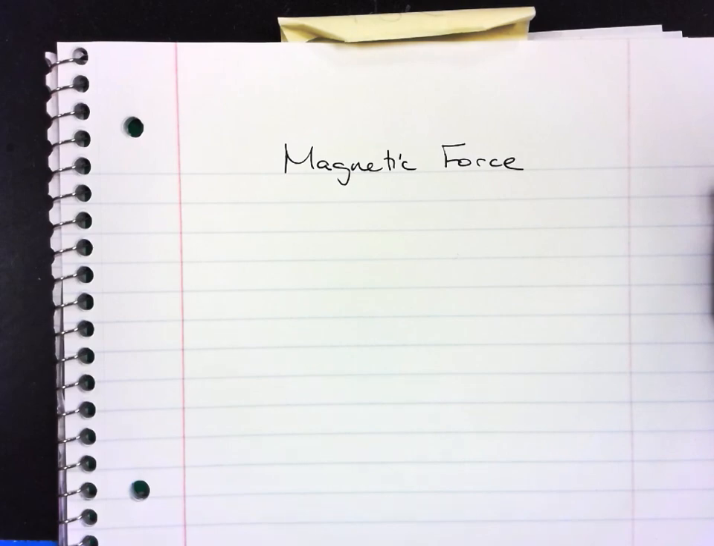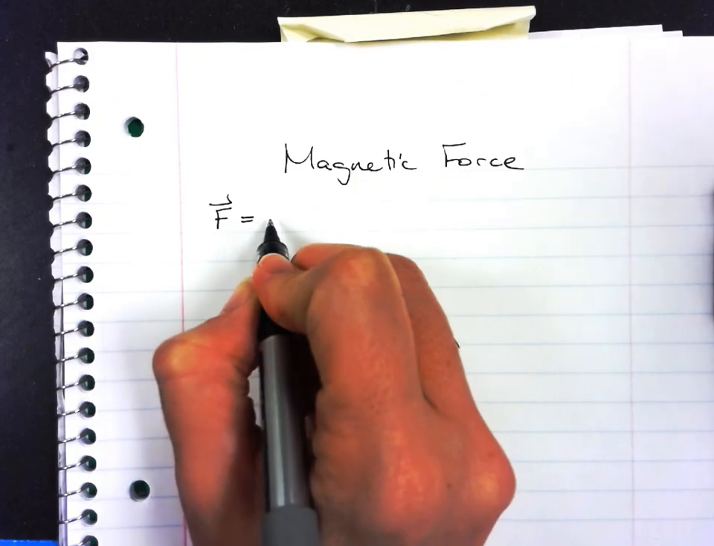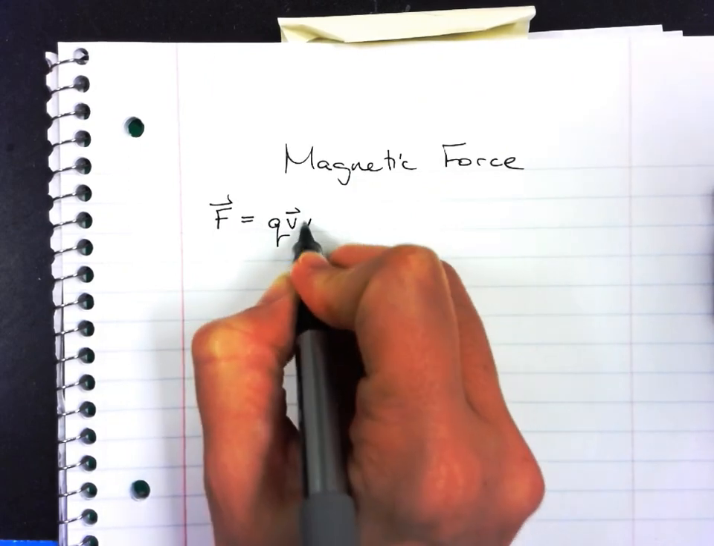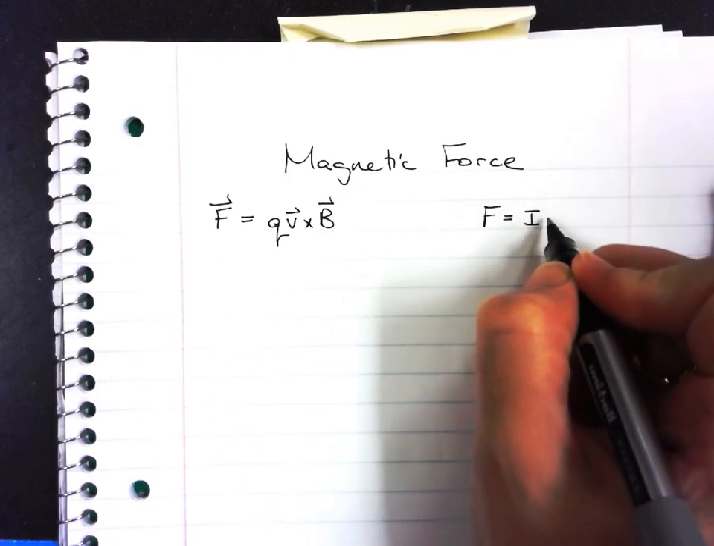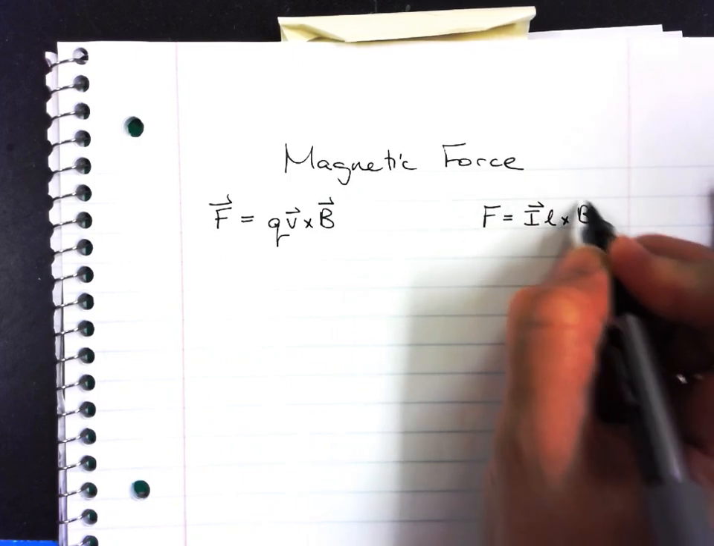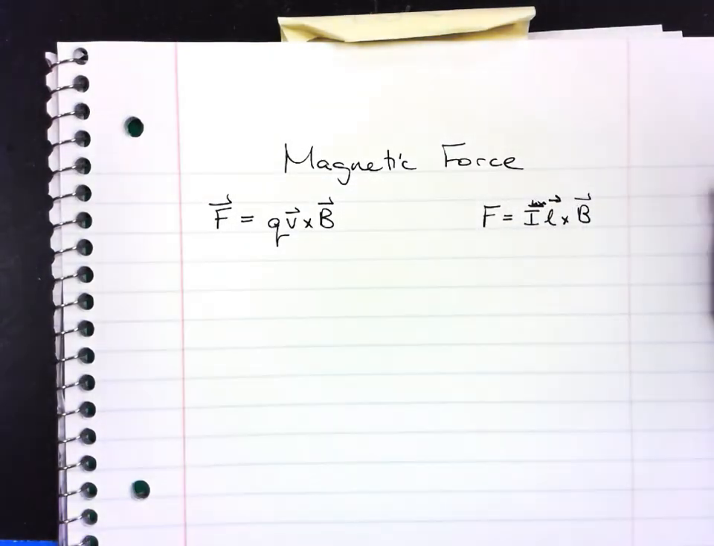So I'm going to write down two equations. F equals QV cross B, and F equals IL cross B. Oops, put that over the wrong thing. L has the vector. Okay, so there are a couple of things I want to say about this.